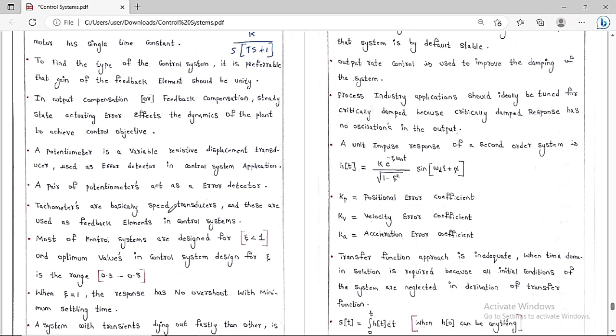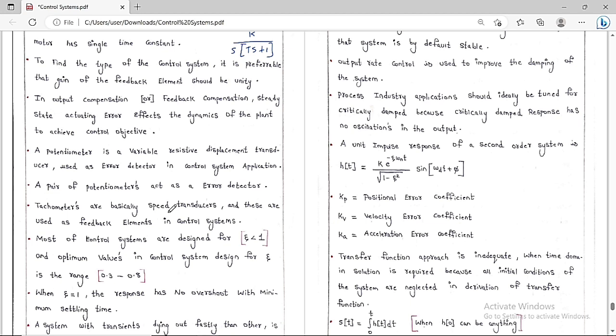Basically, I have already told you, potentiometer means there will be a huge amount of resistive part. On the resistive part, we displace the wiper in order to control the output voltage. This I have already told you.